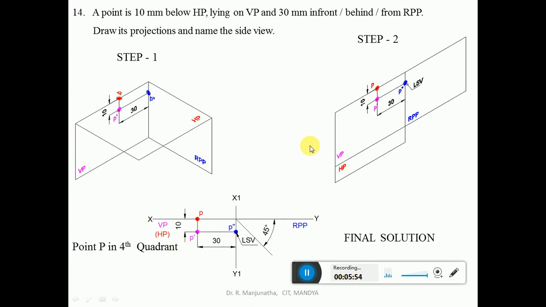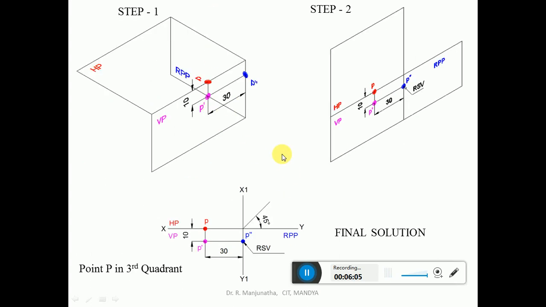Now we will take up the same problem in the third quadrant, and we will try to solve the problem, because he says below HP. The below HP condition we will be getting only in the third and the fourth quadrant. Now we will consider the third quadrant position.